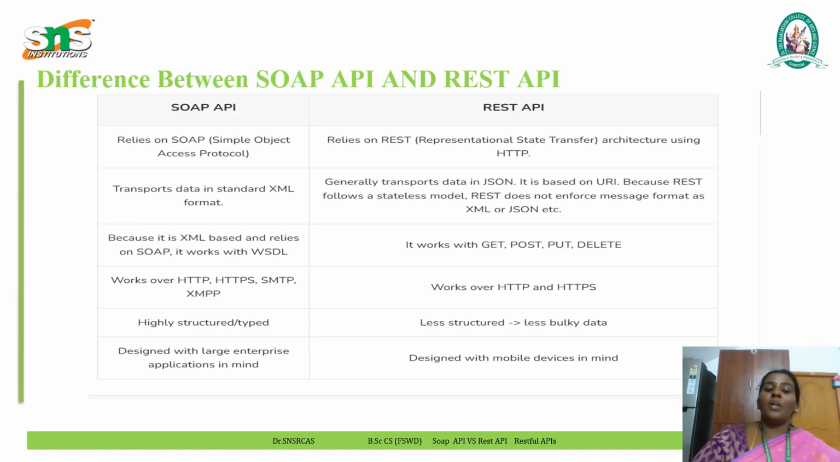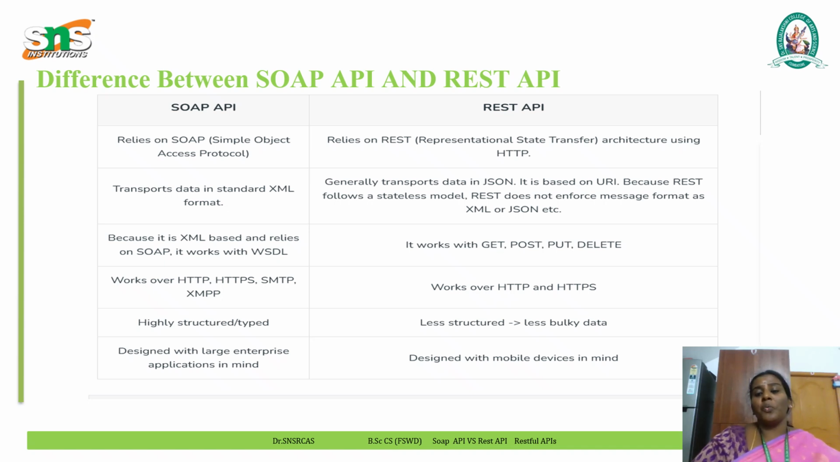The next is, what is the difference between SOAP API and REST API. SOAP is the Simple Object Access Protocol. The type will be strict rules. Data format will be in XML. And we have seen various protocols with it: HTTP, SMTP, TCP. Then the state is stateful, where the server remembers client state, whereas REST relies on the representational state transfer architecture using HTTP, generally transporting data in JSON.